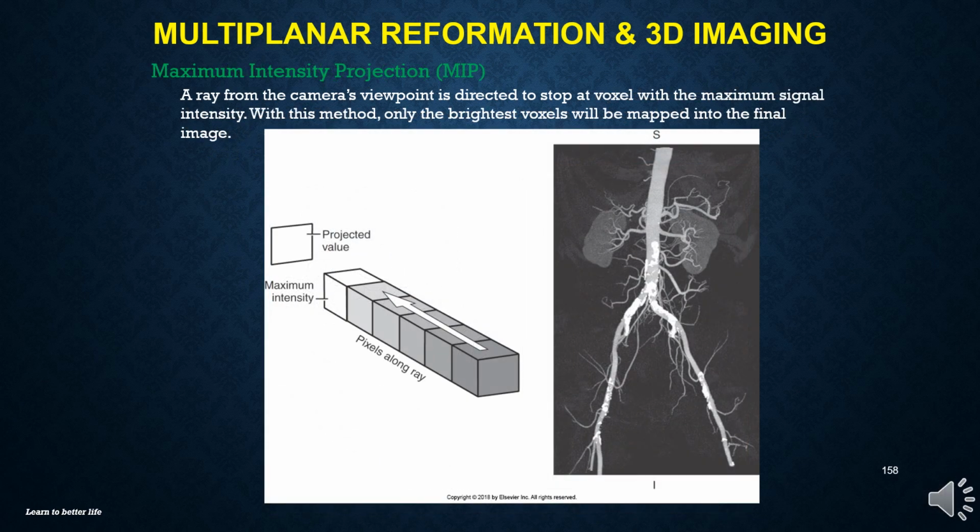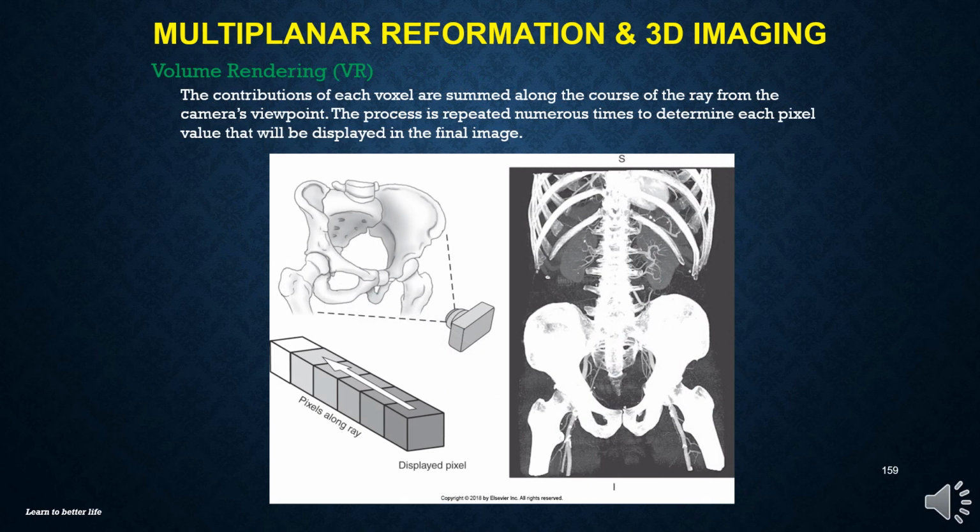Maximum intensity projection, MIP. A ray from the camera's viewpoint is directed to stop at the voxel with the maximum signal intensity. With this method, only the brightest voxels will be mapped into the final image. Volume rendering, VR. The contributions of each voxel are summed along the course of the ray from the camera's viewpoint. The process is repeated numerous times to determine each pixel value that will be displayed in the final image.